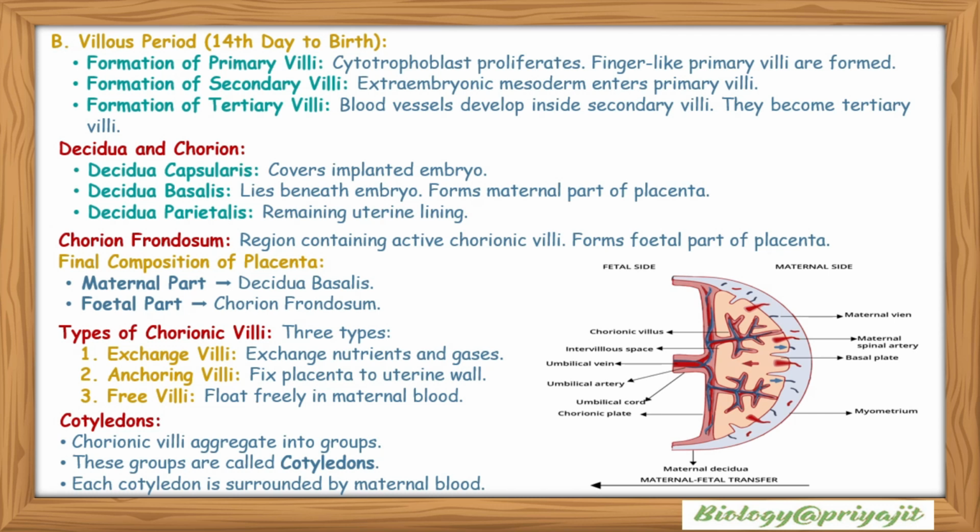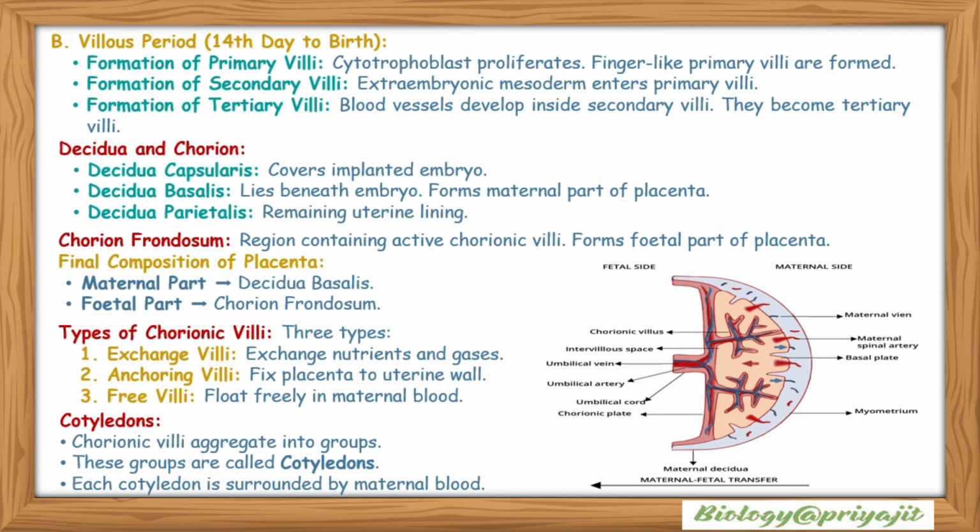Decidua and chorion. Decidua capsularis covers implanted embryo. Decidua basalis lies beneath the embryo. It forms maternal part of placenta. Decidua parietalis is the remaining uterine lining. Chorion frondosum, region containing active chorionic villi, forms fetal part of placenta. Final composition of placenta: it includes maternal part, which is called decidua basalis, and fetal part, that is chorion frondosum.